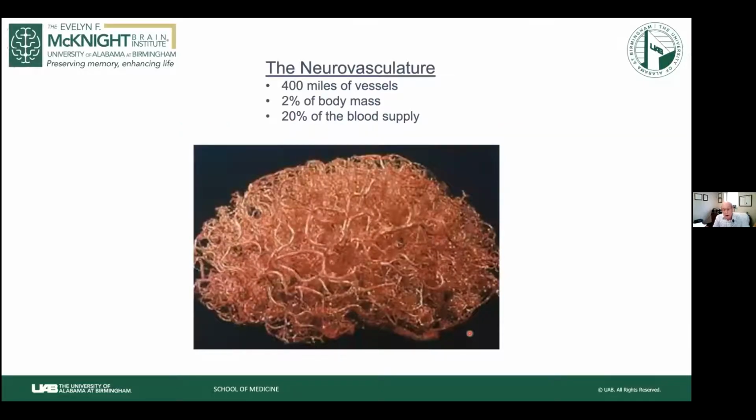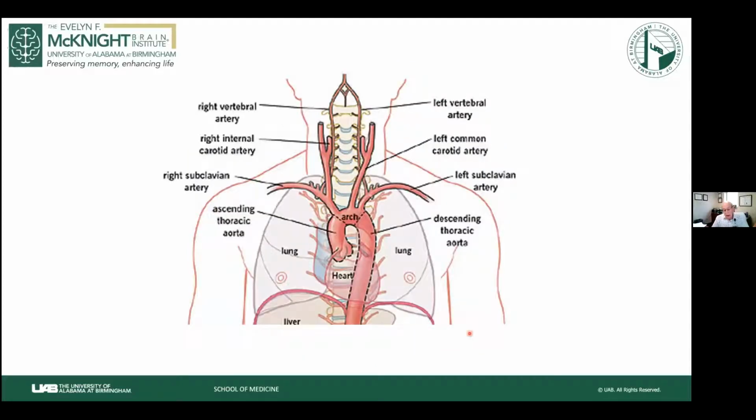So there are 400 miles of blood vessels in the human brain. And even though the brain only occupies about 2% of the total body mass, the brain uses about 20% of the blood supply. So it's not surprising that we have such a rich vasculature that goes into the brain. I think that if we're going to talk about the vasculature, we have to start with the heart, which is over here. And this is kind of a cartoon.